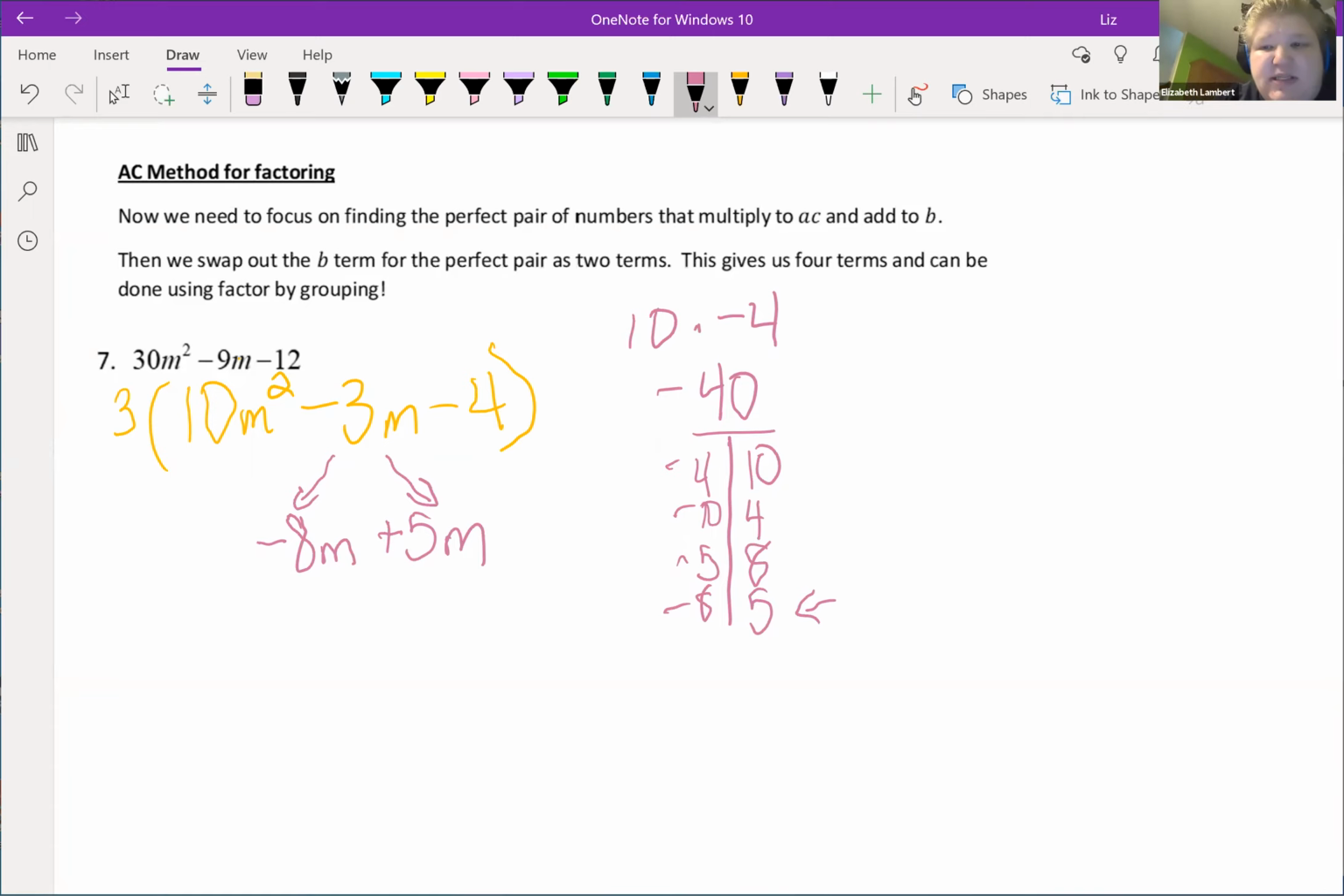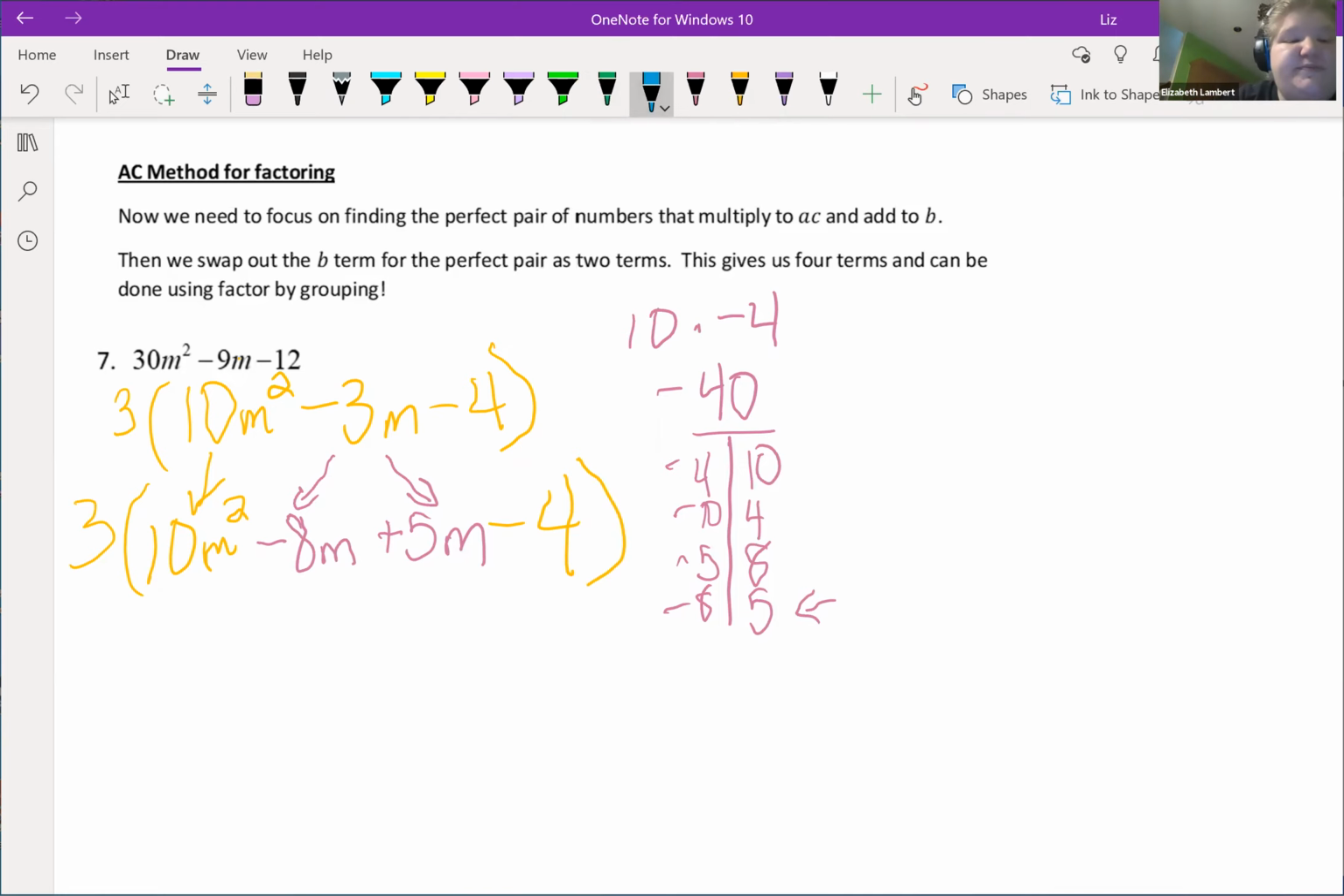Now, if this is the perfect pair, then when we do the factor by grouping, we are going to see the same thing in the binomials. If it's not the same, we either made a mistake or we picked the wrong pair. All right, and then I'm going to copy those first and last terms again, and the big giant parentheses still with the 3. That 3 is just going to keep going and going and going.